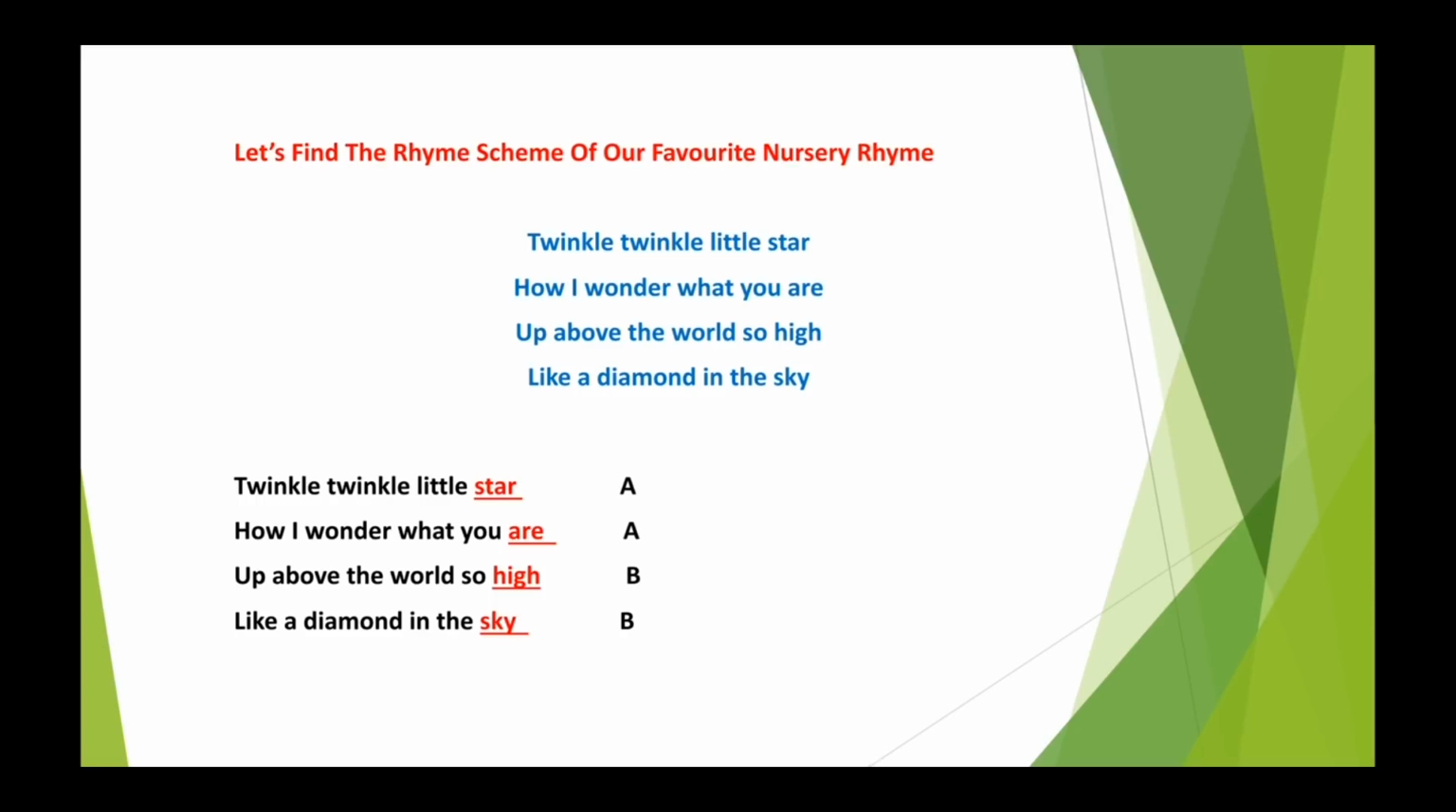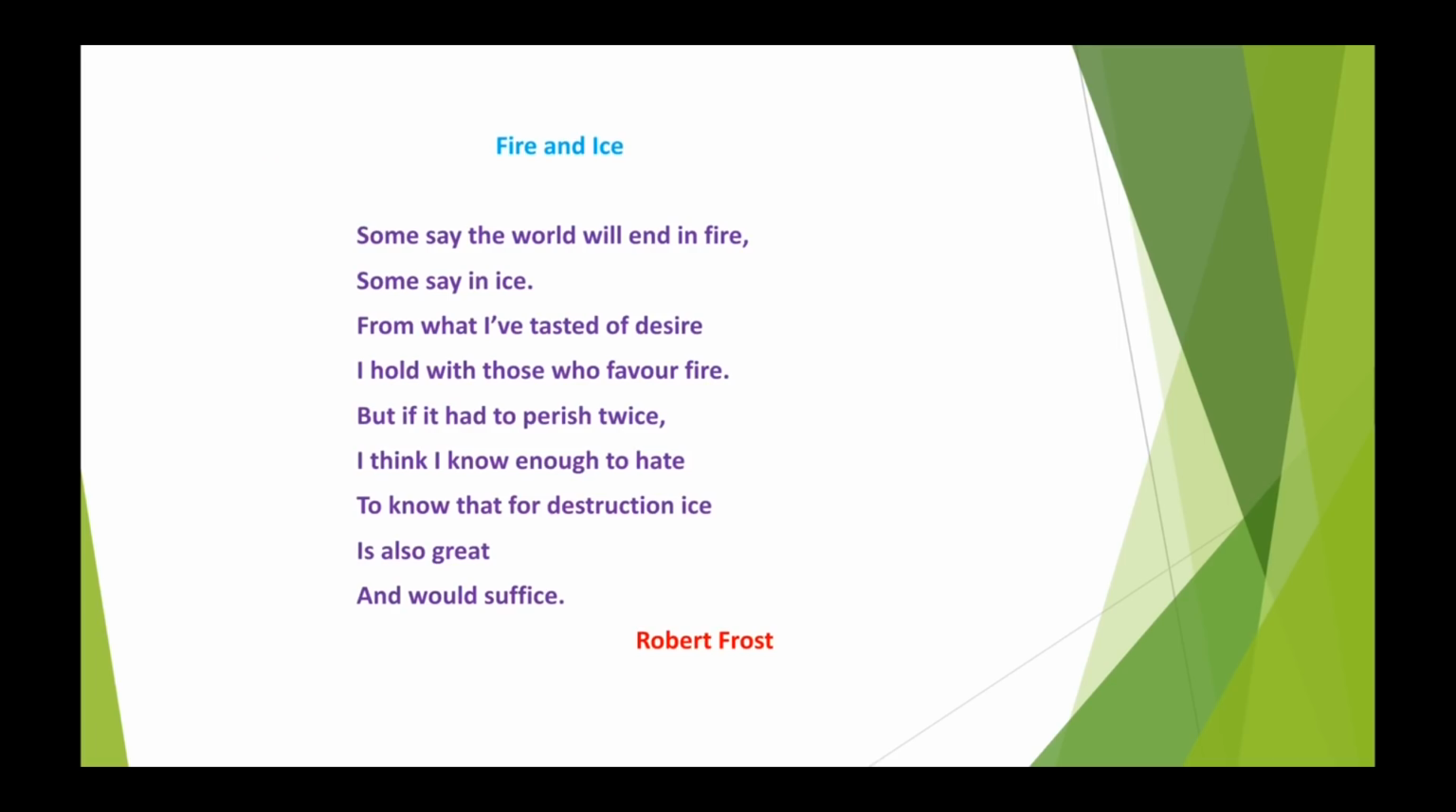And in the last line, like a diamond in the sky. Sky is rhyming with high. So, B. So, the rhyming scheme of this poem is A, A, B, B. Now, do not forget that the rhyming scheme of this poem is A, A, B, B. Now, let us move to the next poem to know more about rhyme scheme.